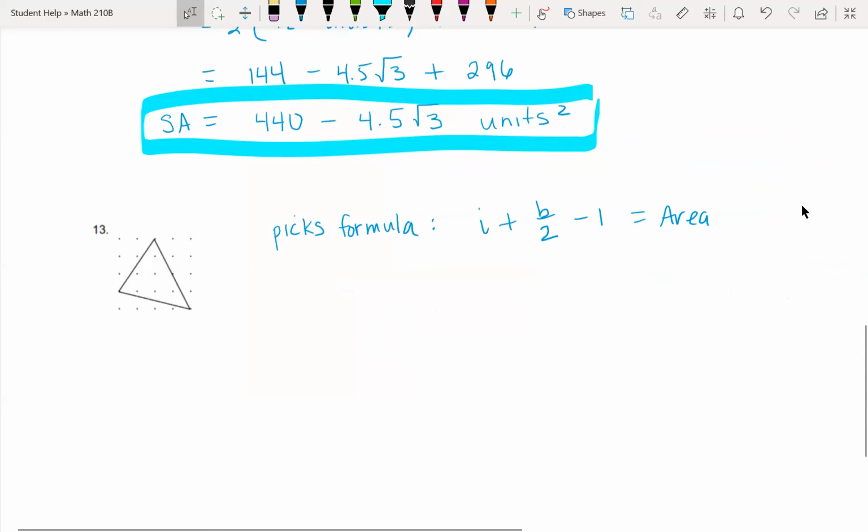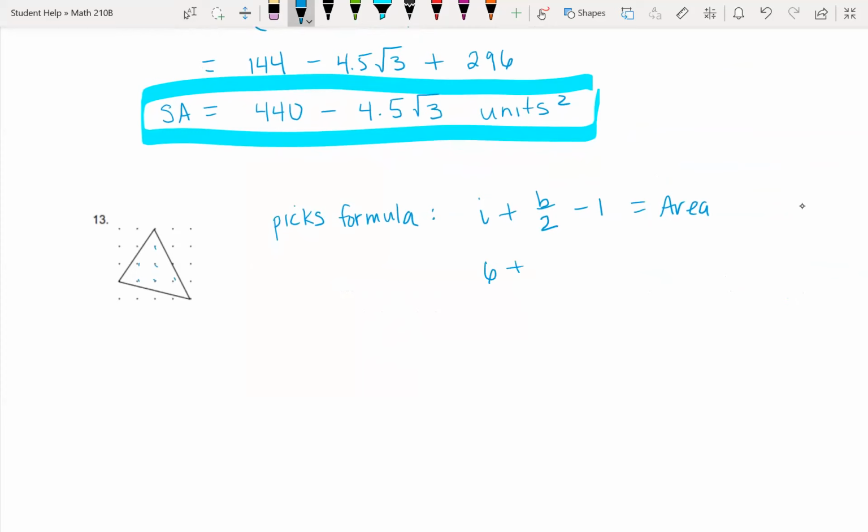Sorry, I had to pause for a second because my computer was about to die. All right, so I'm going to count up the number of points that are on the interior here, and it looks like I've got 1, 2, 3, 4, 5, 6. So I've got 6 on the interior, and then I'll count the number of boundary points, 1, 2, 3, 4. So I've got plus 4 over 2 minus 1. So it looks like the area here is going to end up being 7 square units.